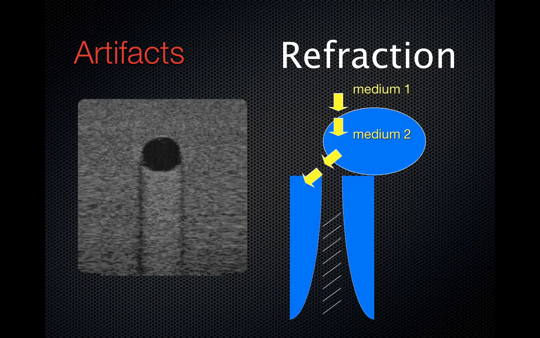This is an example of an edge artifact. There is not actually a dark structure on either side of this vessel. This is an artifact due to the bending of sound as it enters from the soft tissue into the liquid. It bends through and creates an edge artifact.